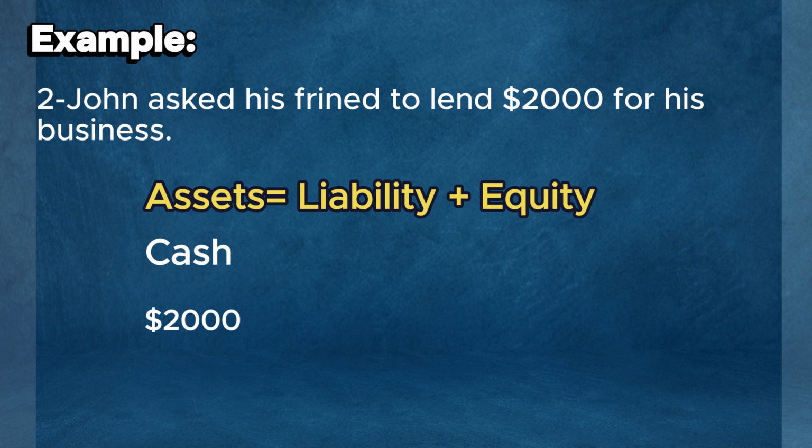The other effect of this transaction will be the liability. As this $2,000 is a loan from John's friend towards John's business, this $2,000 is a liability of the business. The business has to repay this loan. So this loan will be presented under the liability. And this will increase the liability of the company by $2,000. So the net effect of this transaction will be the cash will increase by $2,000 and the liability will increase by $2,000, and this balances our accounting equation.